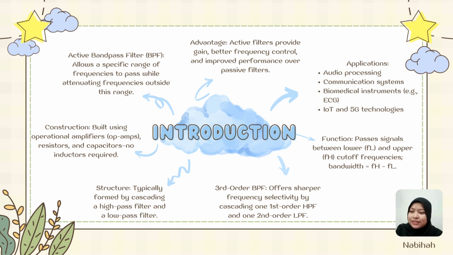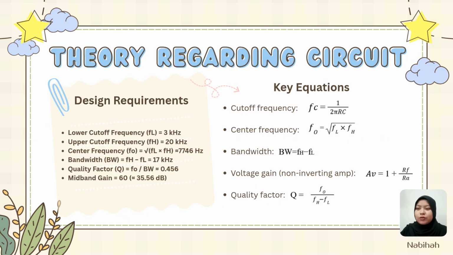In our project, we designed a third order band pass filter. This is achieved by cascading a first order high pass filter and a second order low pass filter. This approach gives us a sharper transition from the pass band to the stop band, improving frequency selectivity. Unlike passive filters, active filters provide gain, meaning they can amplify signals while filtering. This makes them ideal for IoT devices, 5G systems and AI integrated technology. Now, let's go into the theory behind the circuit.